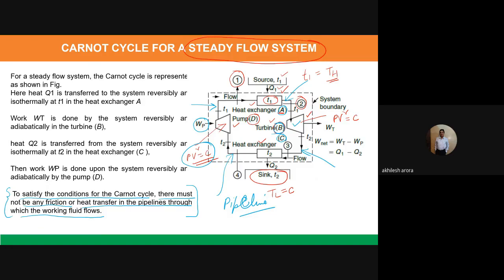But I would like to tell you that a Carnot cycle is not a practical system. Whatever has been shown here, whatever processes we have considered, cannot happen in practice. Experimentally we cannot perform or make such a cycle. There are two reversible adiabatic processes and two reversible isothermal processes, and that is not possible in real sense.